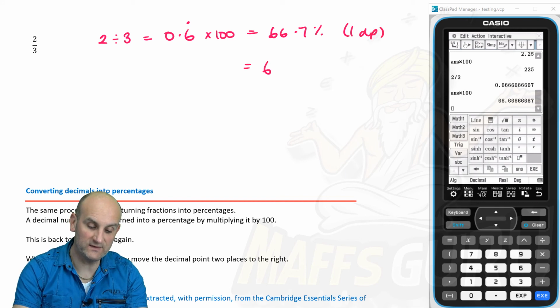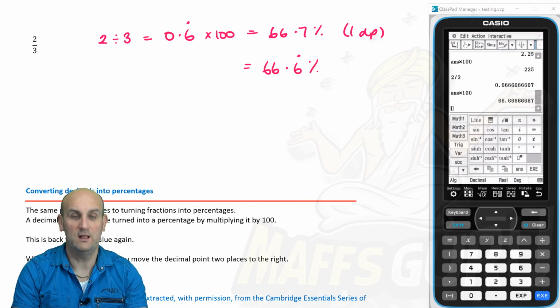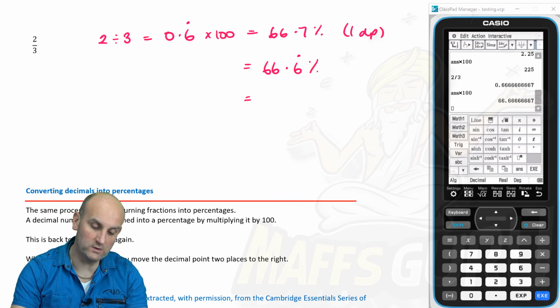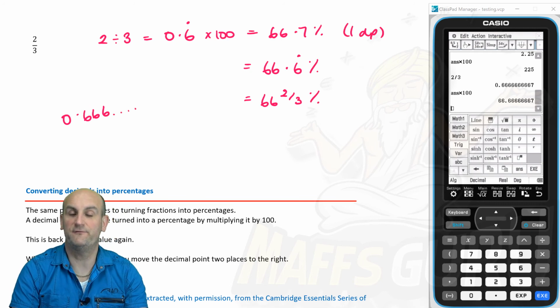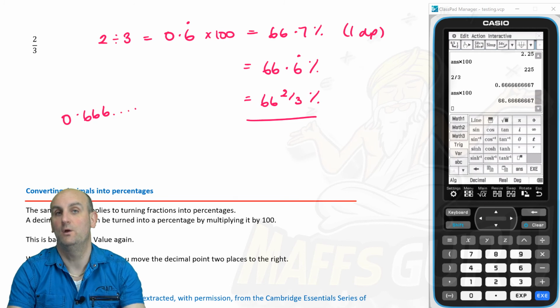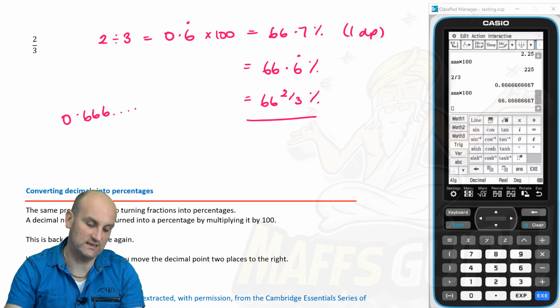Now, there are other ways of expressing this. 66.6 with a recurring decimal, that's perfectly acceptable, or 66 2/3%. Because again, 0.666 that last part of that fraction is the same as 2/3. Any of those, for me, would be totally, utterly acceptable.